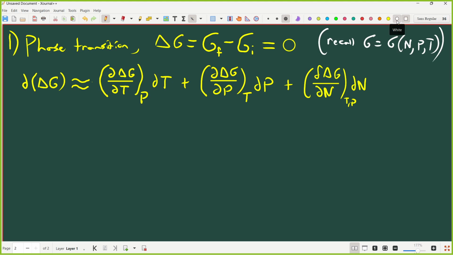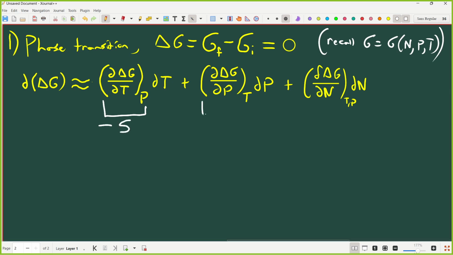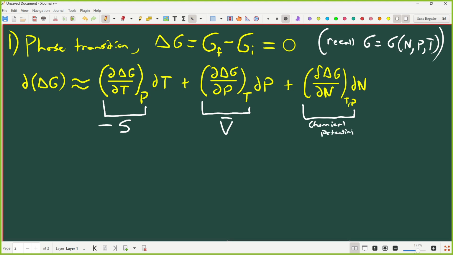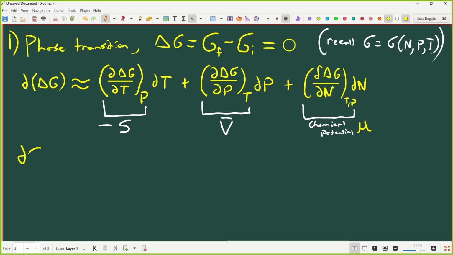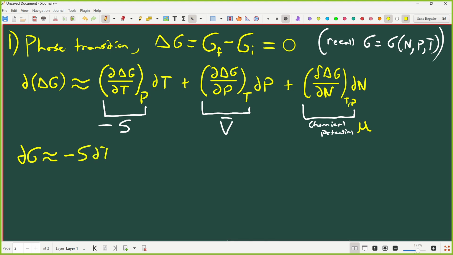Right? And I showed last class that this derivative is minus S. This derivative is volume. And just like this one has always been, this is what's called the chemical potential, which we call delta mu, or just mu. Okay, so that means that the change in Gibbs energy varies like minus S dT plus V dP plus mu dN.